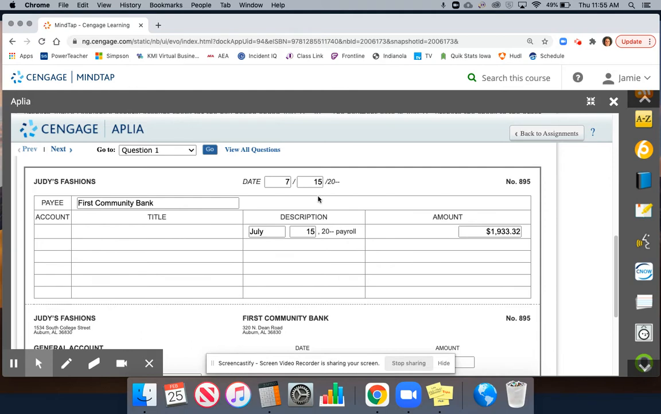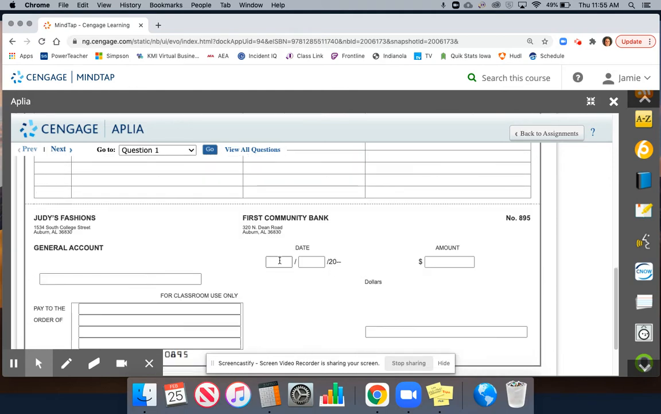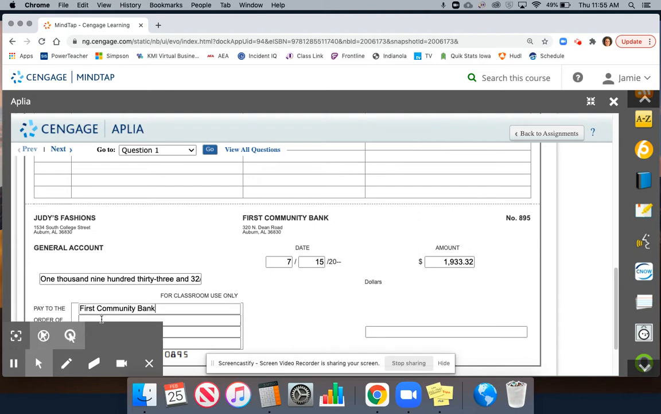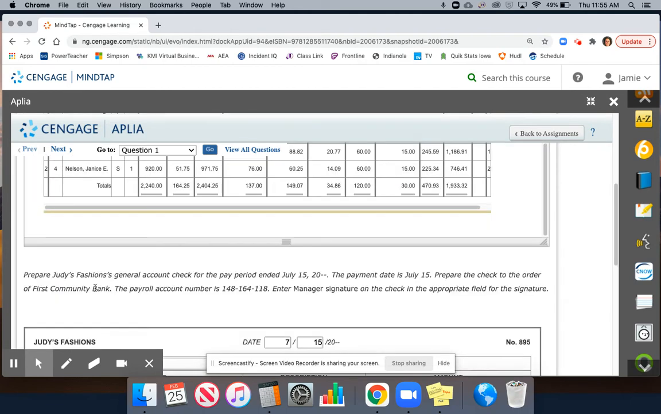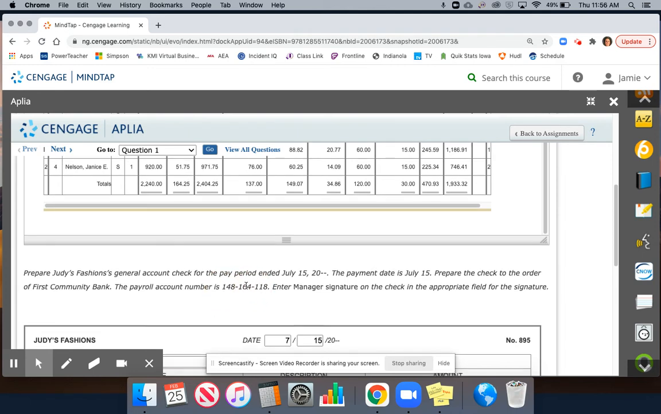So once we've filled out the check stub, now we write a check to the bank to get money into our payroll account. Pay to the order of, that's First Community Bank. And then payroll account. Payroll account number can be found up here in the instructions.